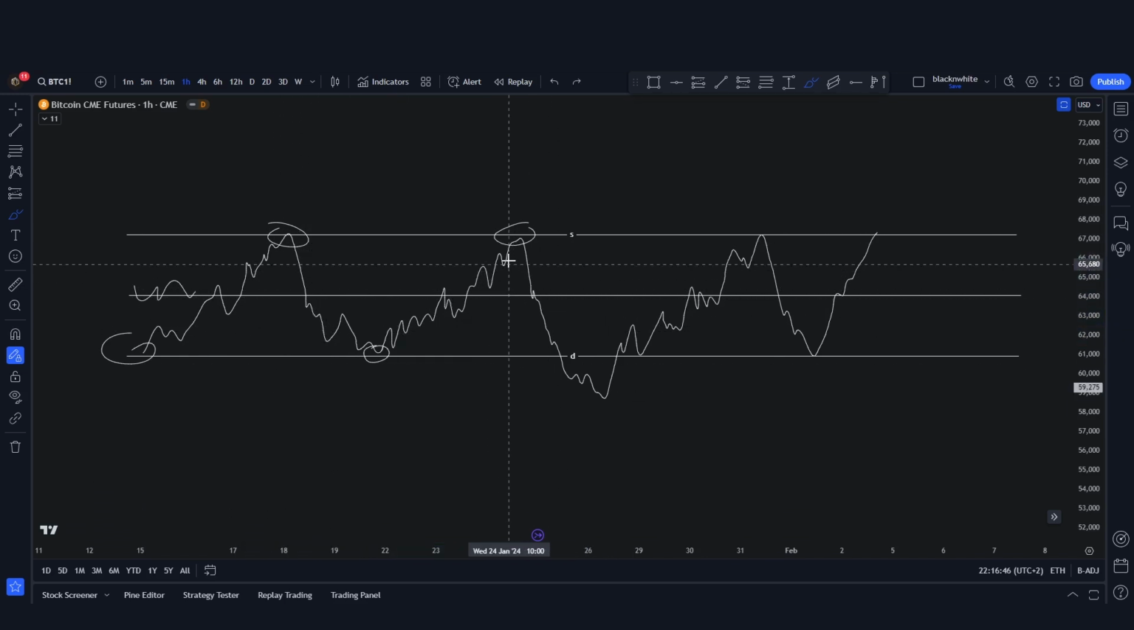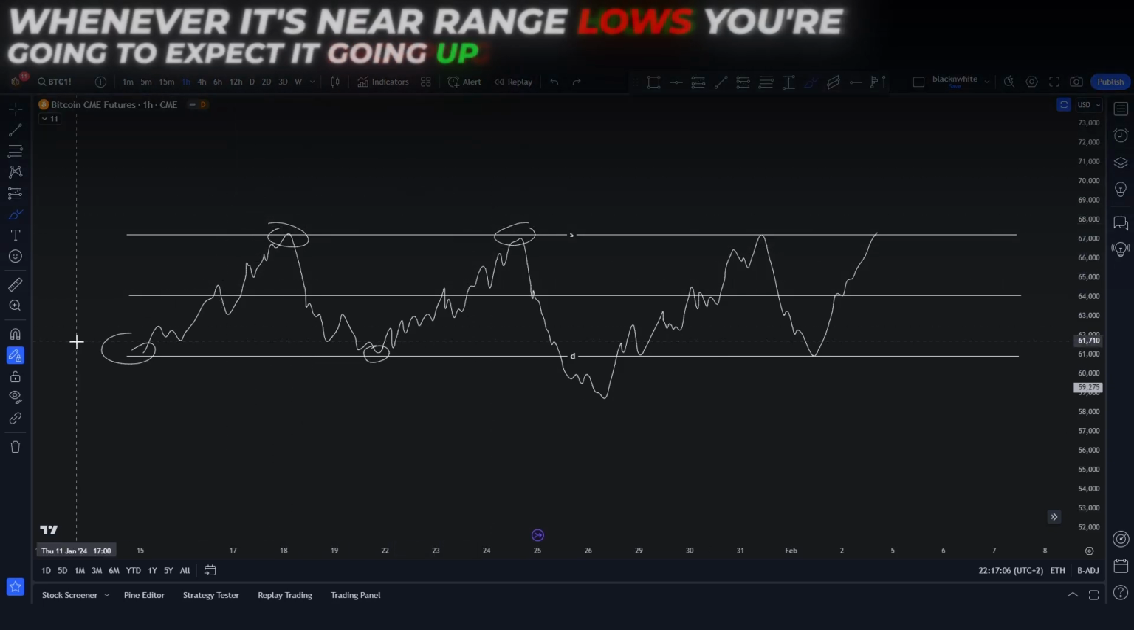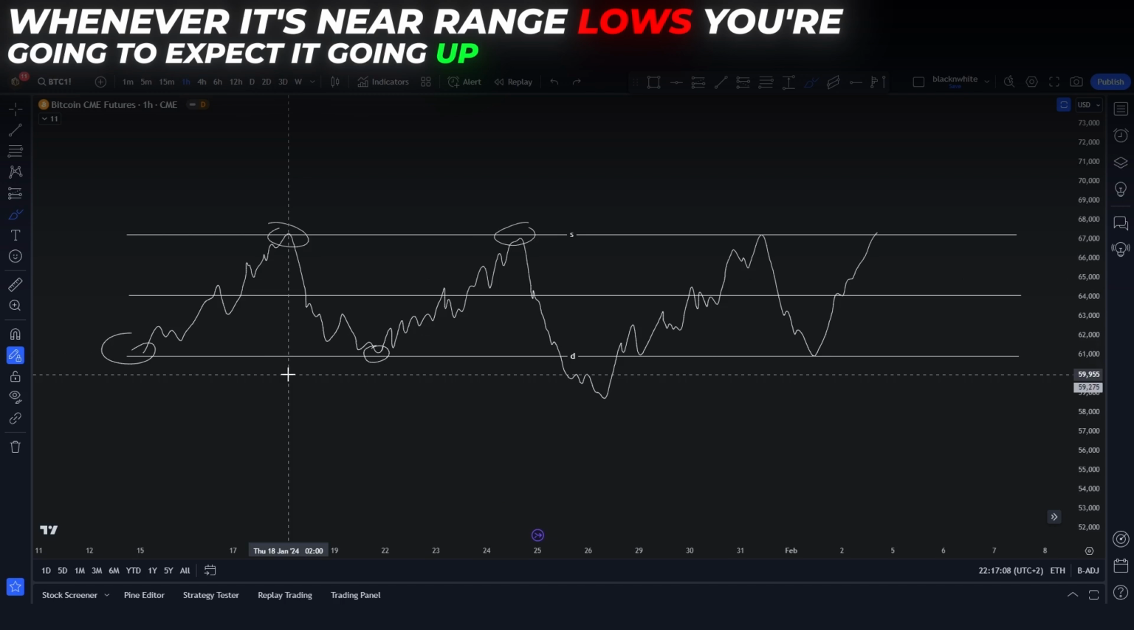But yes, going over it, the playbook on how to start trading within the range is very simple, and it goes something along the lines of this. The rule set that you want to follow is whenever it's near range highs, you're going to expect it dropping. Whenever it's near range lows, you're going to expect it going up.